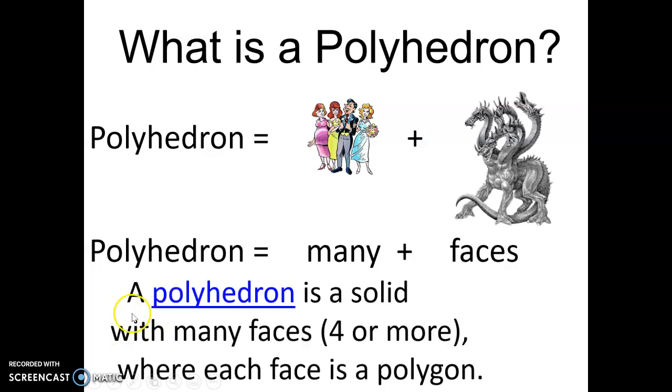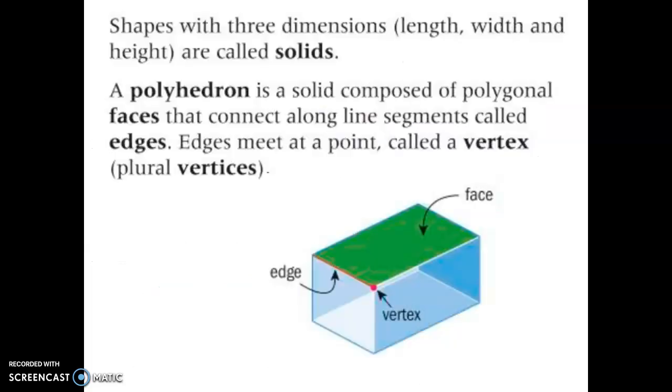So geometrically, a polyhedron is a solid, a 3D shape with many faces. It has to have 4 or more faces, where each face is a polygon. Okay, so imagine a shape, many faces, and each one is a polygon. Polygons, by the way, are shapes that have angles and vertices, okay? All right, so let's look at this here. Shapes with 3 dimensions, in other words, length, width, and height, are called solids.